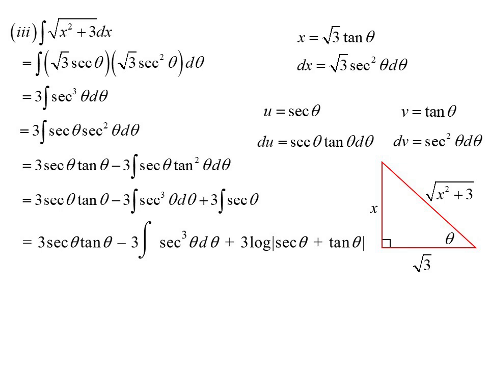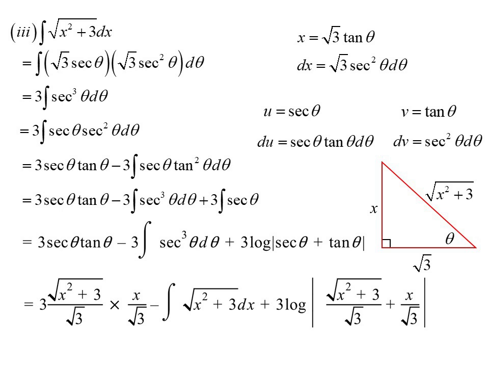And look at my substitution. I've substituted in for sec theta, square root of x squared plus 3 on root 3. I've substituted in for tan theta, x on root 3. I've substituted in for 3 times the integral of sec cubed theta. Now I haven't bothered to go to the lengths of this one. I've just said, hang on, I know, because look at my third line, that 3 times the integral of sec cubed theta is the integral of the square root of x squared plus 3. So that is what I'm going to substitute in for 3 times the integral of sec cubed theta. And then plus the log, again, substitute in for the sec theta and the tan theta.